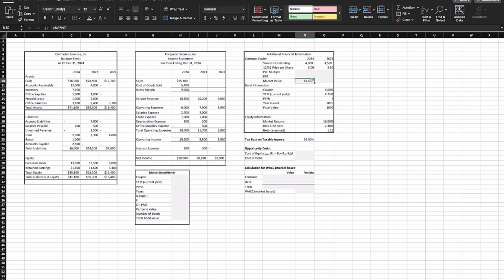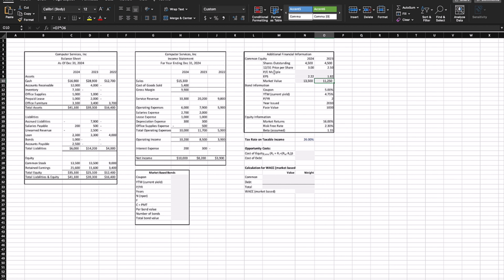And then we can do this for the second year as well, for the year prior. All right, now that we have that, we can do an EPS ratio, which is earnings per share. So this is going to be your net income from that year divided by your shares. And then we can do this for this year as well, for the year prior.